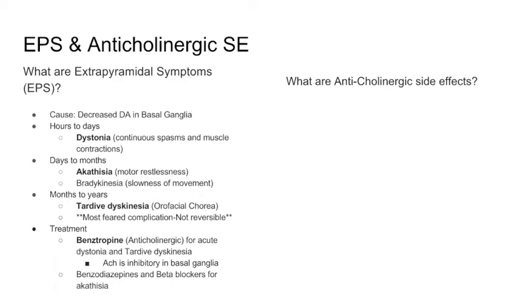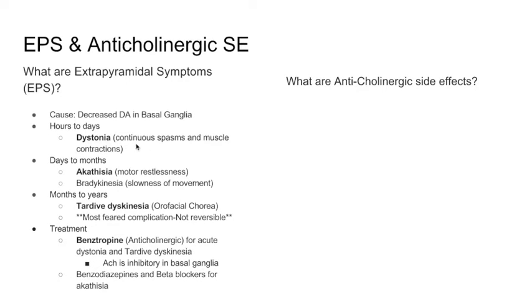the typical antipsychotics cause extrapyramidal side effects. And what is the reason for that? The reason is that there's decreased dopamine in the basal ganglia. The timeline of the extrapyramidal side effects can be classified into hours to days, days to months, and months to years. Hours to days, you get dystonia.